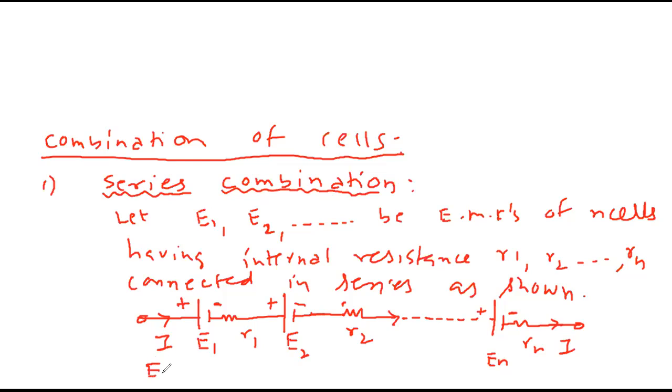So what will be E equivalent? It will be E1 plus E2 plus up to En. And what will be R equivalent? R1 plus R2 till Rn, because they are in series. Mostly they will not ask theory, but they can ask numericals on series combination. Resultant EMF is the sum and resistance is also the sum. Write this heading and draw the diagram, copy till the end.